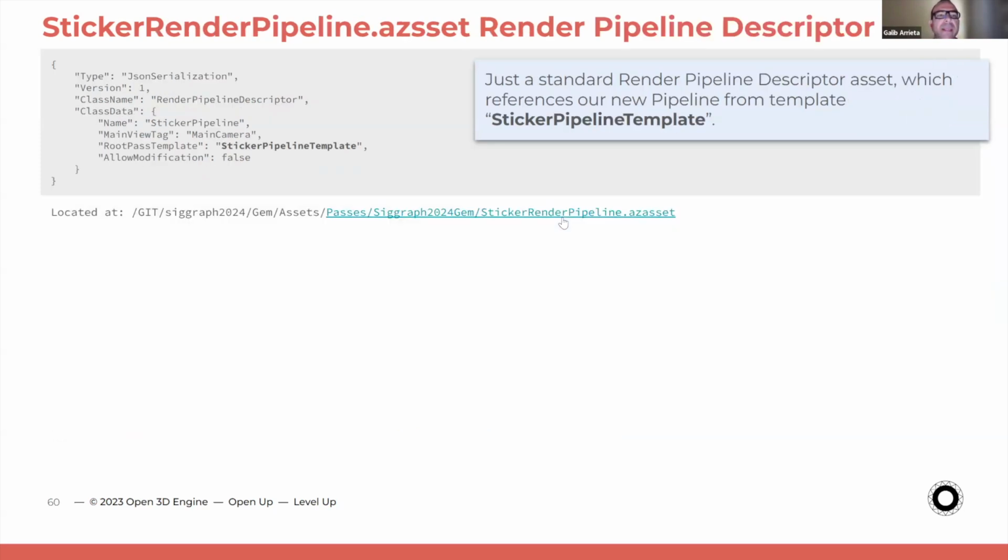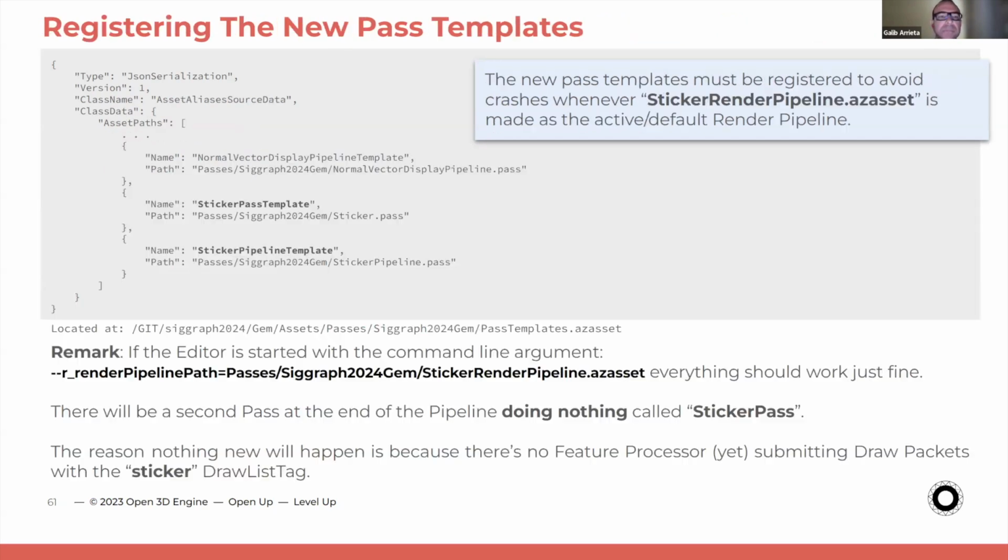And of course, the sticker render pipeline, the render pipeline descriptor asset, where we define the name of the template. This is the asset that we feed to the command line when we start the editor to say this is the main pipeline. So it's a pipeline with 2 passes. The pass that renders all of the meshes and the pass that renders all of the stickers.